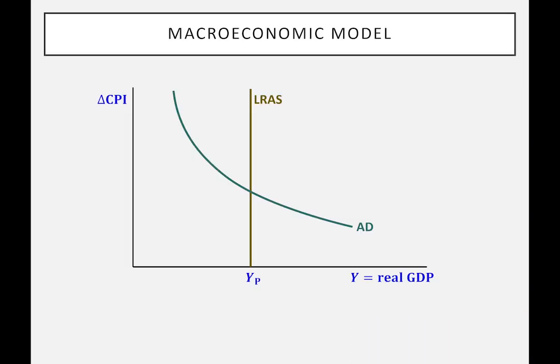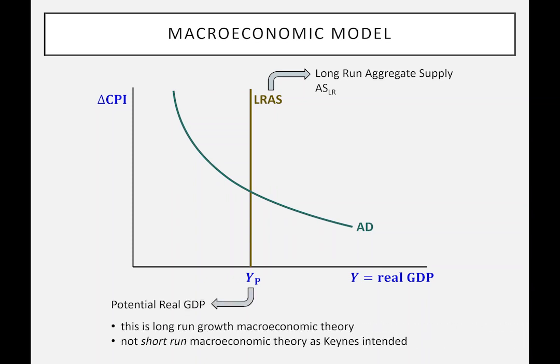I want to look at this idea of economic growth in the context of our macroeconomic model. So I'll repeat it here. We've got the LRAS curve, which I'll call the long-run aggregate supply curve. You'll notice down below here I've got potential real GDP. So this line is going to represent what the economy is capable of producing in the long run. In the short run, at any given moment, this line is fixed. That's why it's vertical.